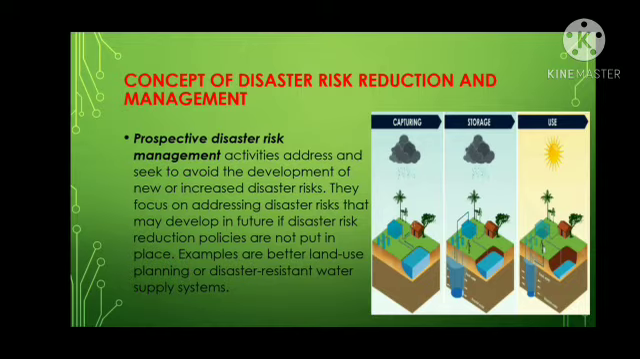So we have the first one, prospective disaster risk management. These are activities that seek to avoid the development of new or increased disaster risk. They focus on addressing a disaster risk that may develop in the future if disaster risk reduction policies are not put in place. For example, better land use planning or a disaster-resistant water supply system.